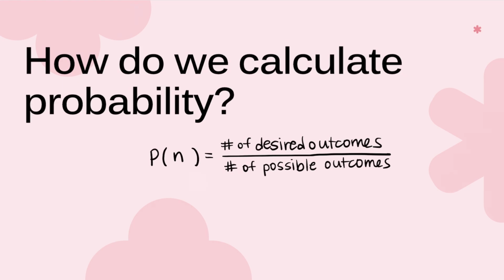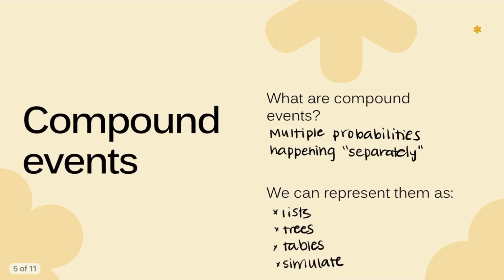So if I was trying to roll a 1 on a 6-sided die, or actually let me change the number. If I was trying to roll a 3, 3 only appears once on a 6-sided dice, and so it would be 1 over 6, because there's one desired outcome over 6 possible outcomes that I could have.